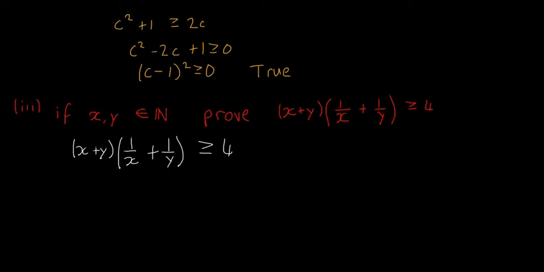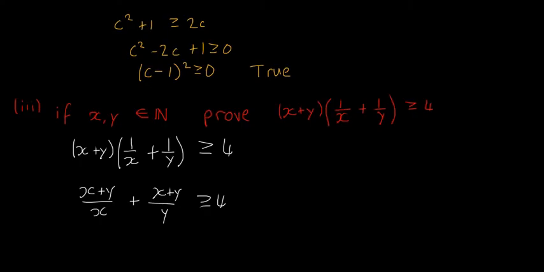So if you multiply x plus y by each individual fraction, we're going to get x plus y over x, and then we're going to get x plus y over y, and we aren't able to cancel any of those x's and any of those y's. Be careful about that. And the next thing we're going to do is multiply everything by xy to get rid of the fractions.